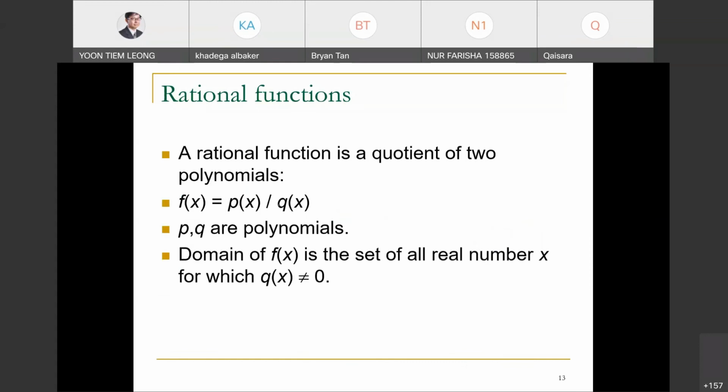with the condition that the domain of this polynomial is such that the values of x for Q(x) cannot make Q(x) equal to 0. So let me say it again. A rational function is a ratio of two polynomials, and the domain of this type of rational function is where the values of x cannot be 0. So the values of Q(x) cannot be 0.